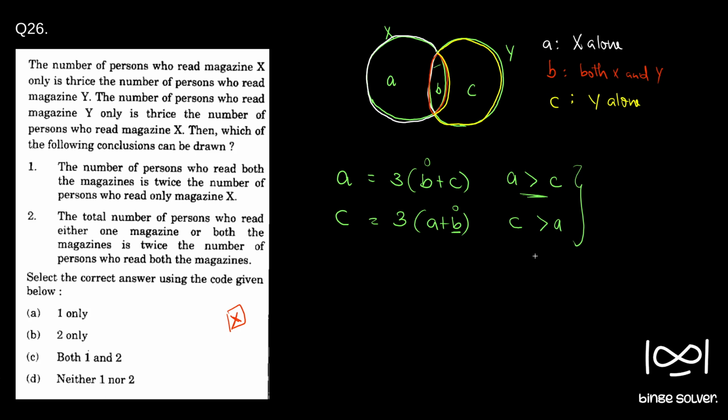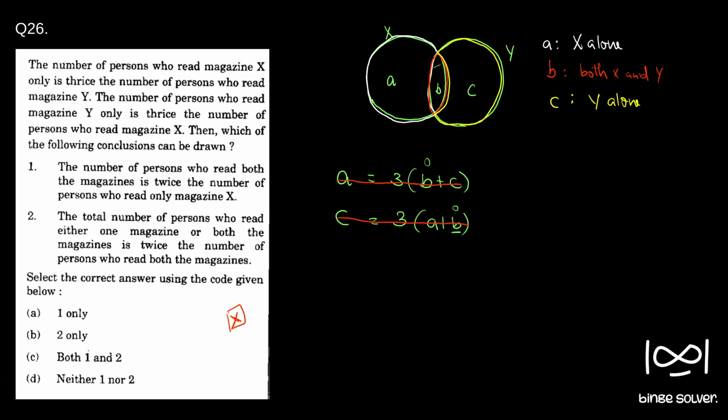So what is the problem? The problem is the wording got messed up. What they meant to say is, instead of A equal to 3 times (B plus C), what they meant to say is, I'll just strike off these statements. Sorry, I'll strike off these two.